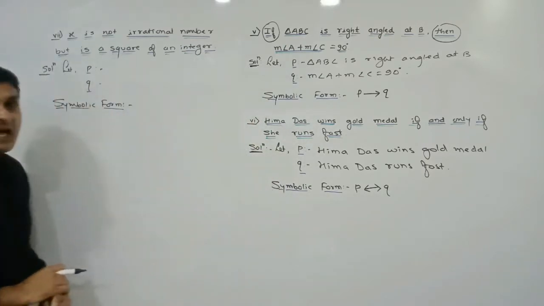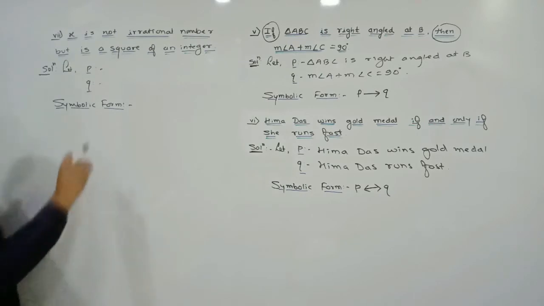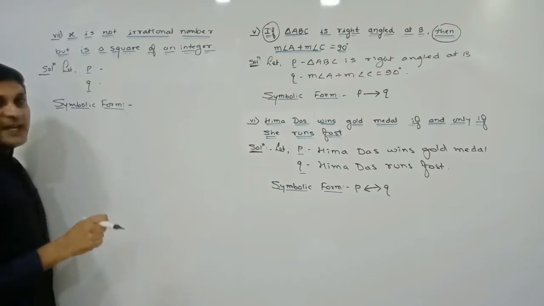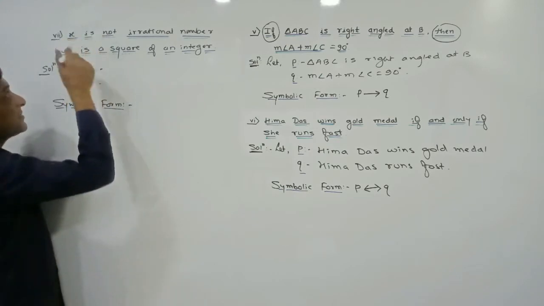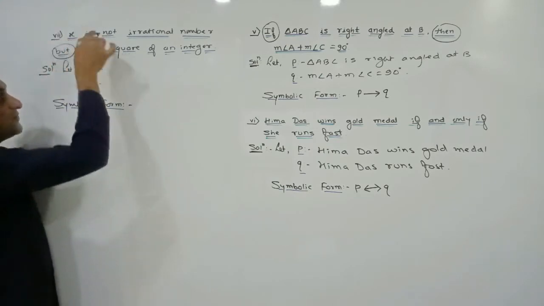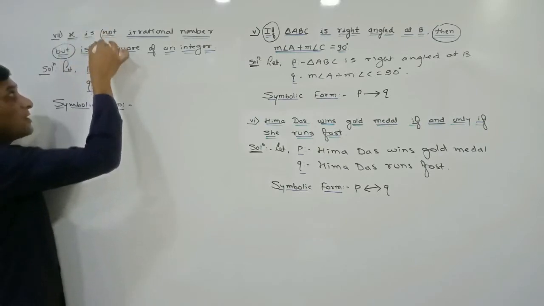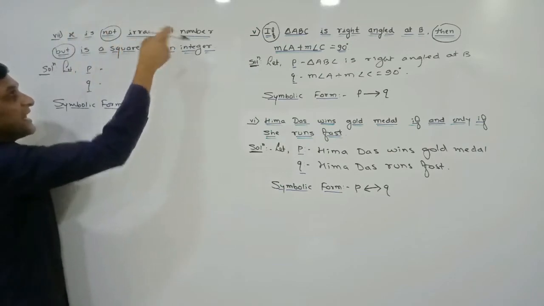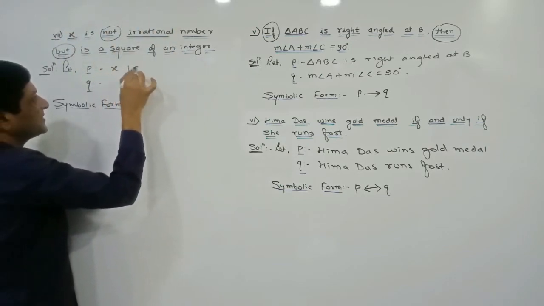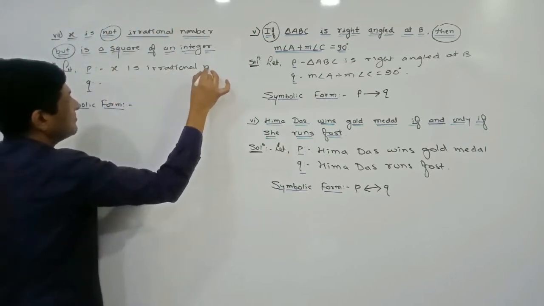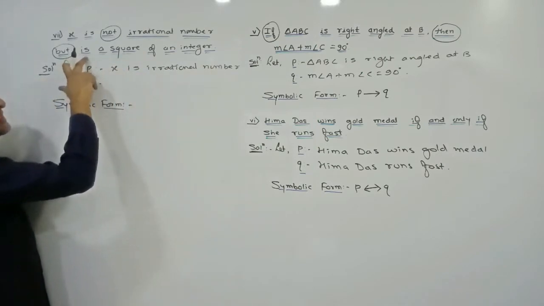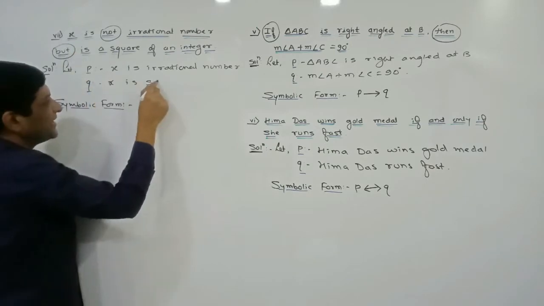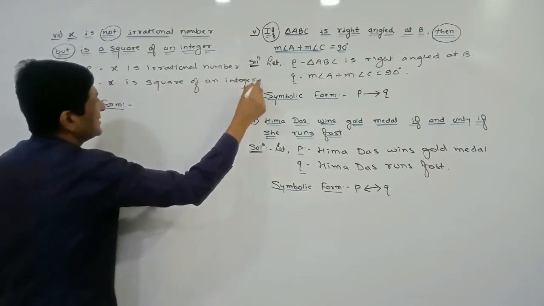Let us see the last example from this question. x is not an irrational number but x is the square of an integer. So what does but mean here? And. So the first part I am denoting by P. Even not is also a logical connective. So here our first part is x is an irrational number, and the second part is x is the square of an integer.